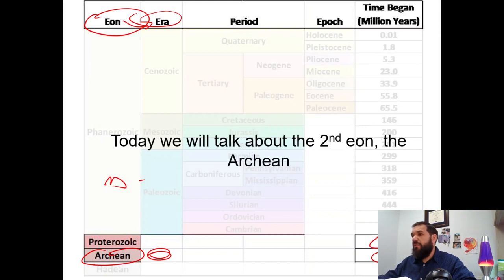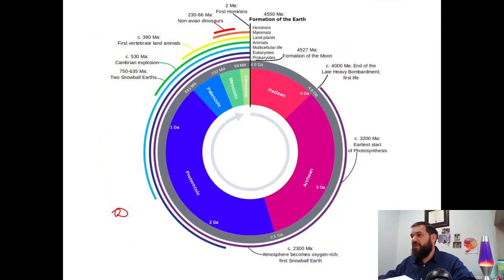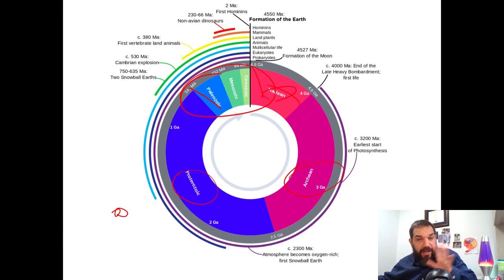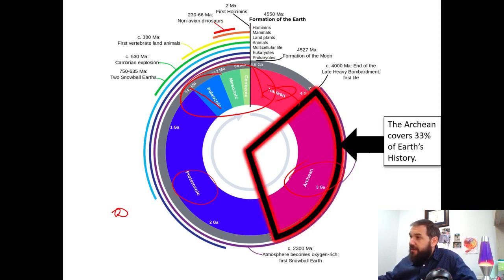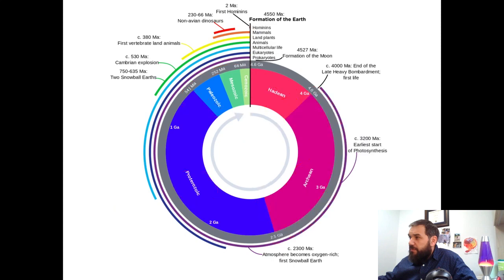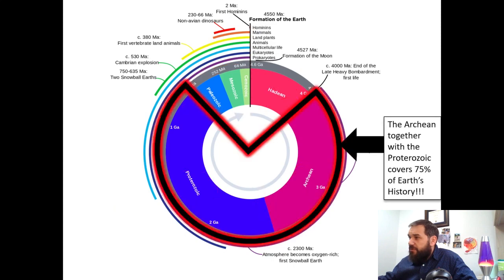All right, so we're going to talk about the second eon, the Archean. Here's another depiction of geologic time that I like as a pie chart, and you can see that we've gotten done with the Hadean here, and the Archean's pretty big. It's a pretty big chunk of the time. It's kind of crazy because the Phanerozoic that we're in right now is dwarfed by the size of the Proterozoic and the Archean. So the Archean and the Proterozoic lasted a long time. In fact, together they are the vast majority of Earth's history. The Archean covers about 33% of Earth's history. Together with the Proterozoic, that's 75% of Earth's history in these two little eons.